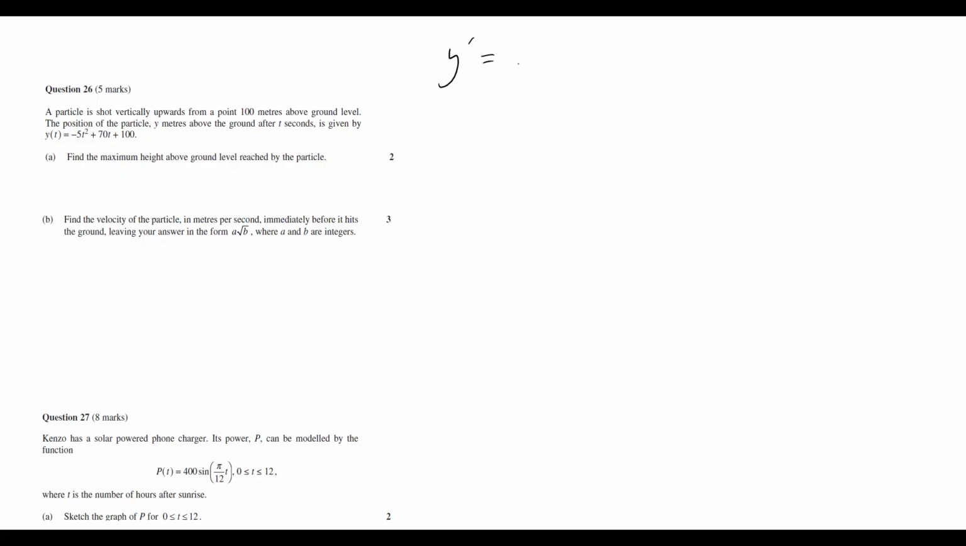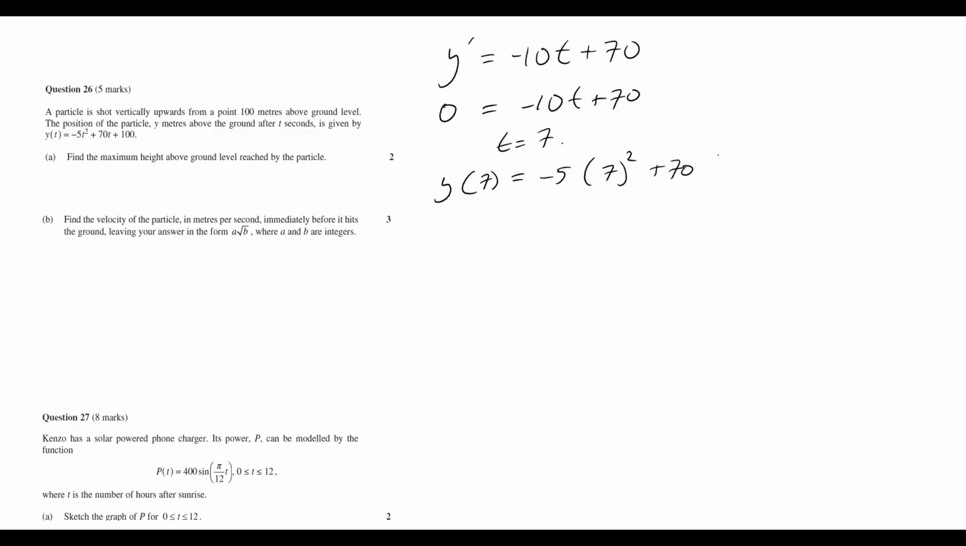So we'll say that y prime is going to be equal to minus 10t plus 70. Okay, so for our maximum, we want to set this equal to 0, so therefore 0 equals minus 10t plus 70. Now, all we simply need to do is solve for t. And so doing that, we find that t must be equal to 7. Okay, so if t equals 7, when it's at its highest point, let's now sub that value back into the original expression for y. So now we have y of 7 is going to be equal to minus 5 times 7 squared plus 70 times 7 plus 100.